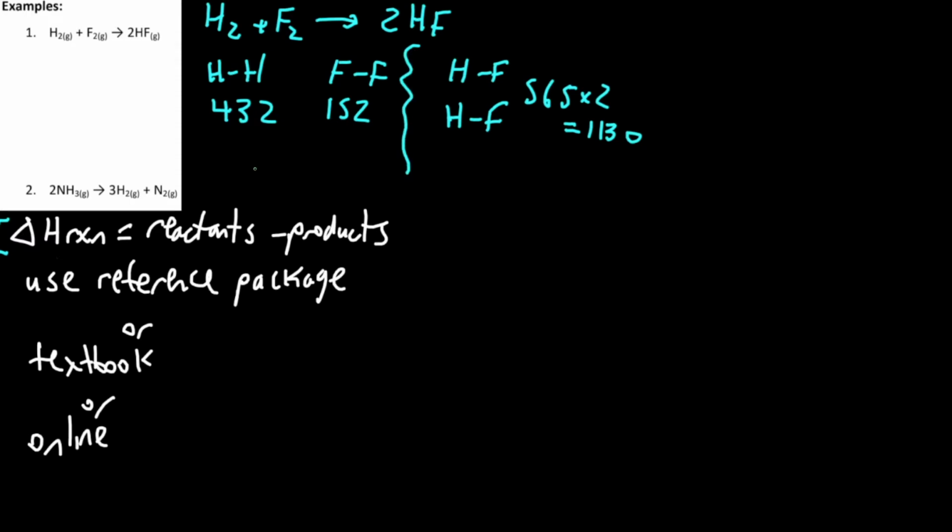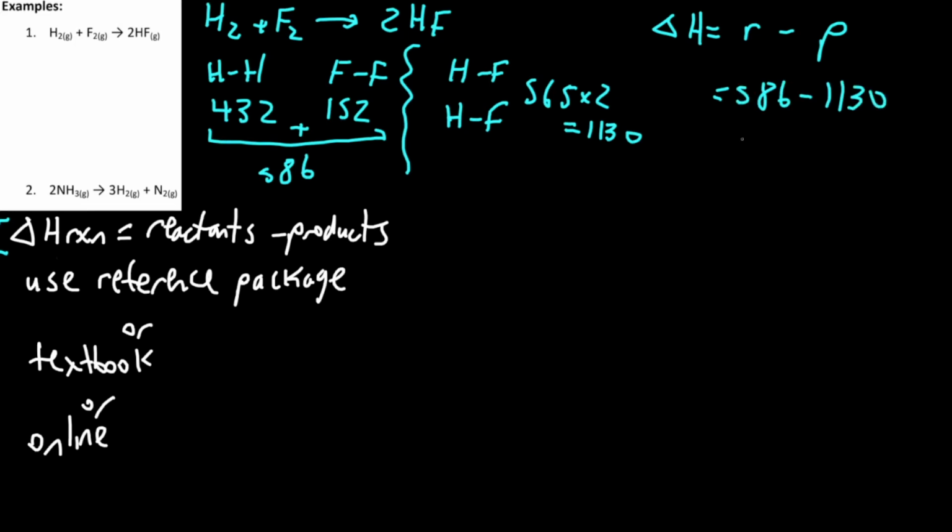So for the reactants, if you add these together, the total energy for reactants is 586. So following our formula of delta H equals reactants minus products, you're going to get 586 minus 1,130. After doing the calculations, your final answer should be negative 544 kilojoules.